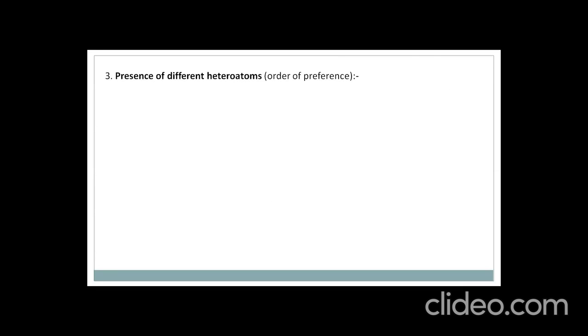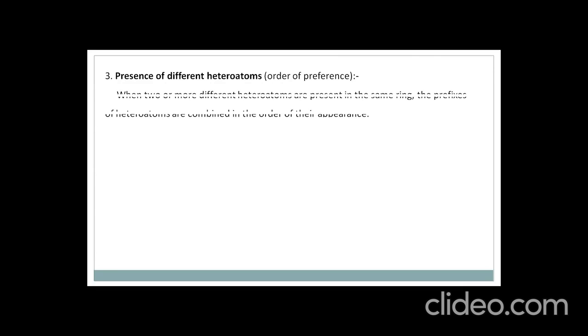Suppose there are 2 different heteroatoms present, then what to do? In that case, when 2 or more different heteroatoms are present in the same ring, the prefixes of heteroatoms are combined in order of their appearance. Like we have seen the prefixes in preferential order, the first preference is given to oxygen, oxa, for sulfur thia and for nitrogen aza. So you have to remember OSN, which is the preferential order.